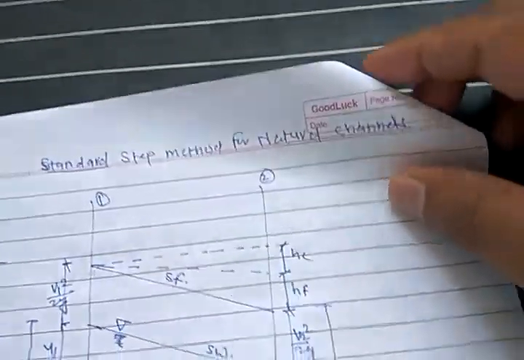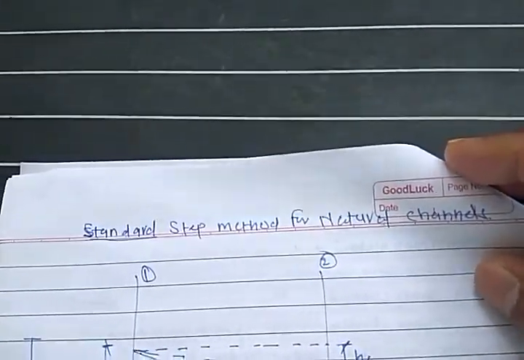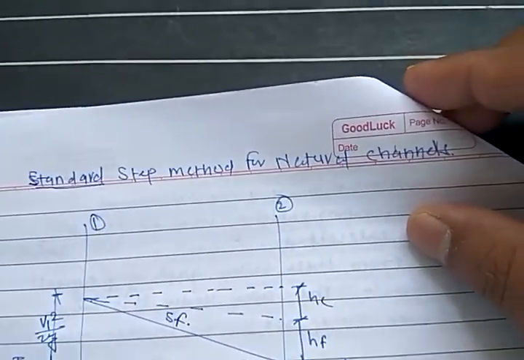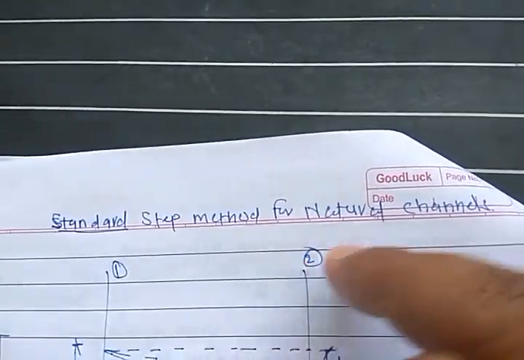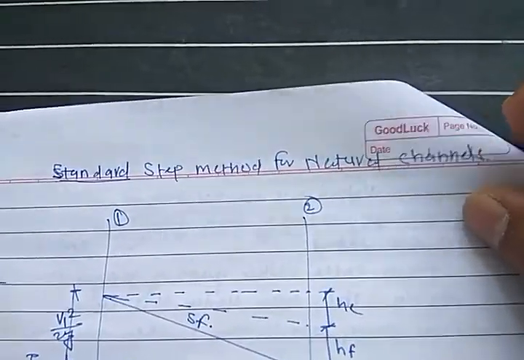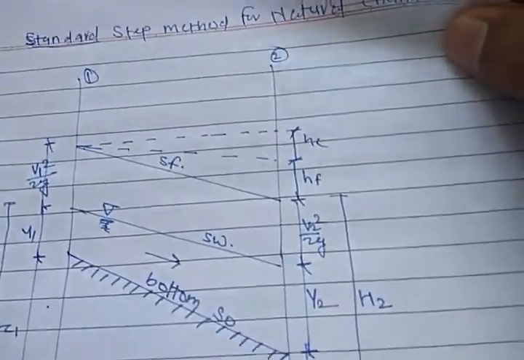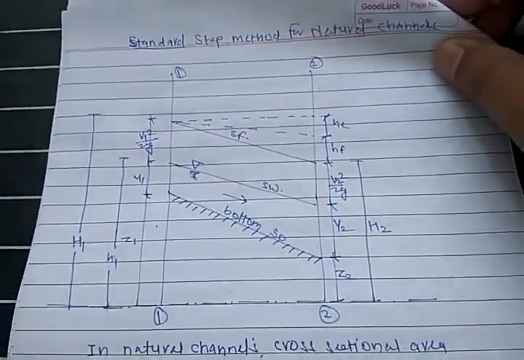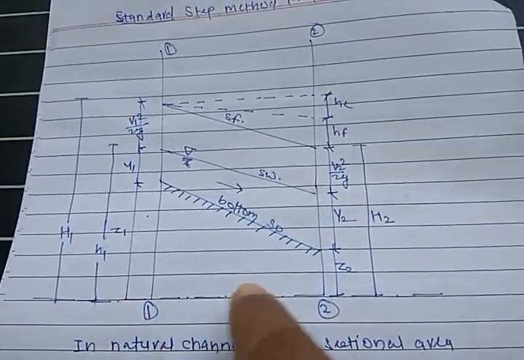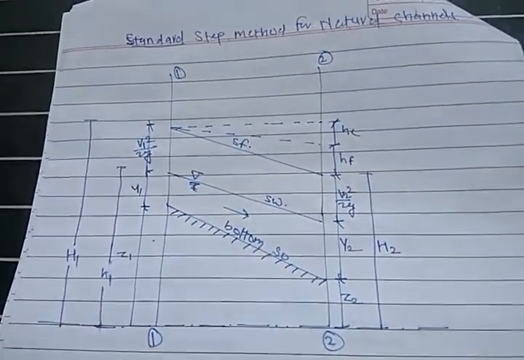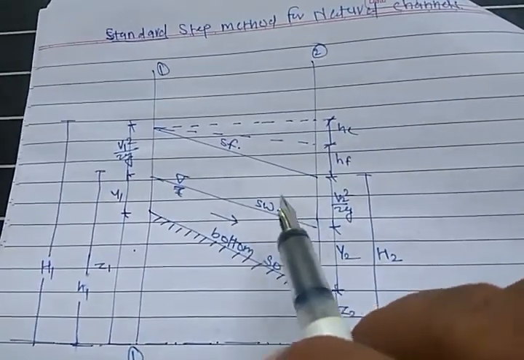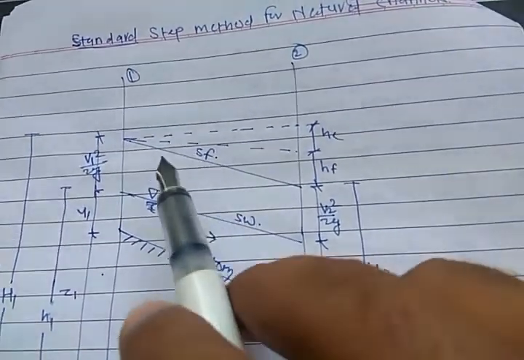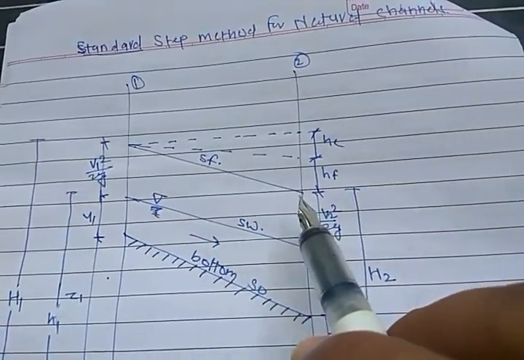Okay, students, so this is the third method of computation for GVF profiles. This is the standard step method, and this is mostly used for natural channels. Okay, see the diagram or the sketch. This is, as usual, the datum line. This is the bottom slope S naught. This is the top surface line, the slope of which is SW, the slope of the energy line SF, section 1, section 2.